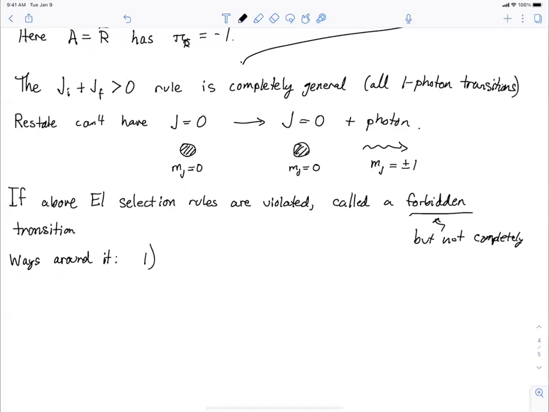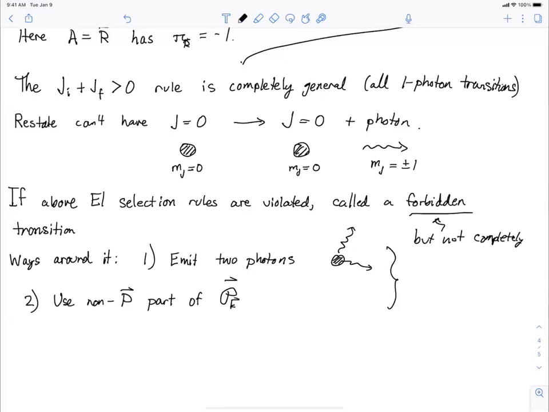One is you can just emit 2 photons. But then the rate's going to be much smaller. Okay, so I have 2 photons coming off from my state. Another way around it is you can use the non-p part of our total p operator. Okay, so both of those give a low rate.